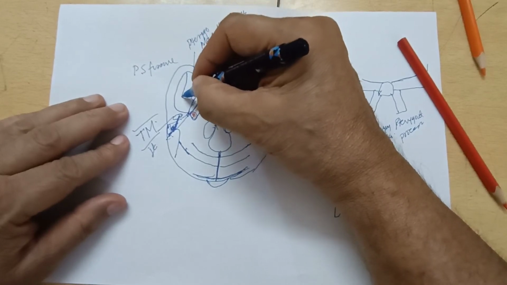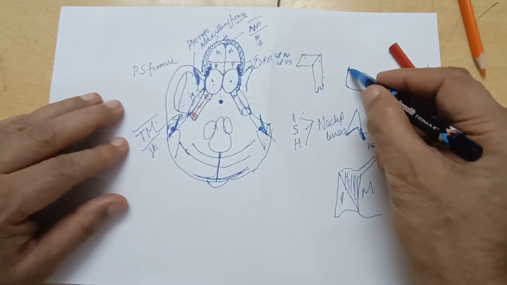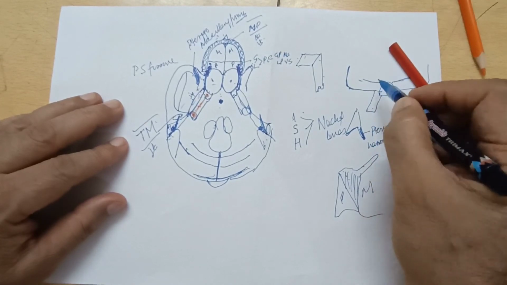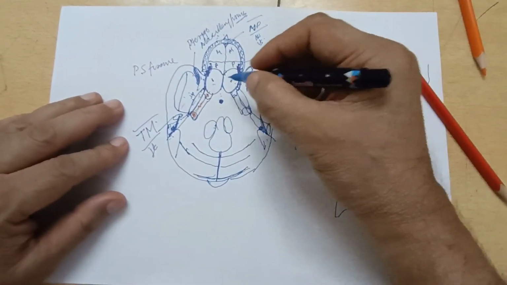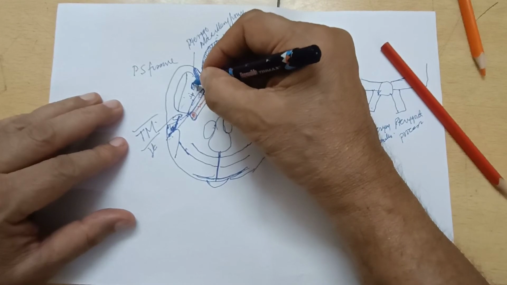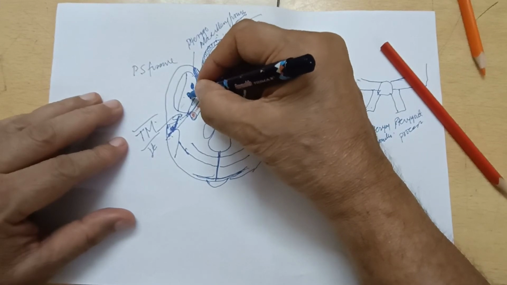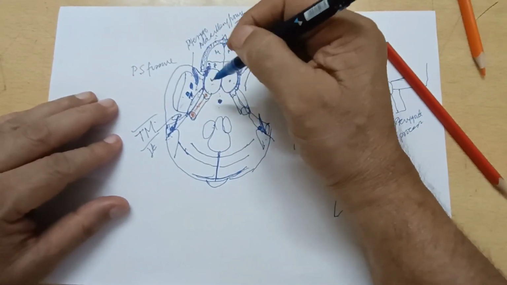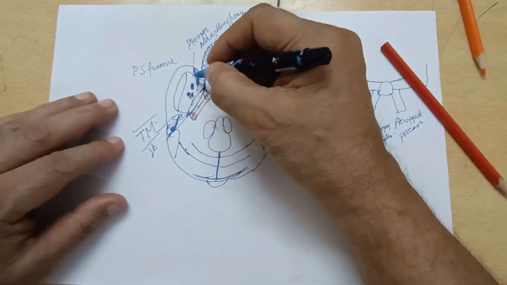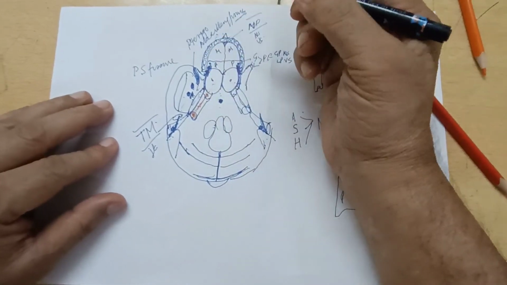From here you have the horizontal plate. This is the temporal surface of the greater wing of sphenoid, and this is the infratemporal surface. So here you have the infratemporal surface of the greater wing of sphenoid, and you have the foramen ovale. There is a spinosphenoid, and you have the foramen spinosum. So foramen ovale, foramen spinosum, and the foramen rotundum is actually opening in the pterygomaxillary fissure.